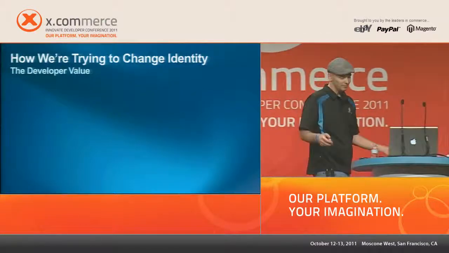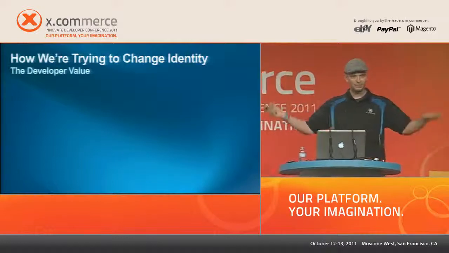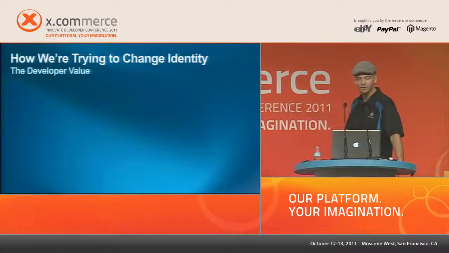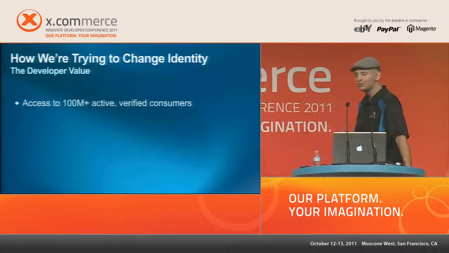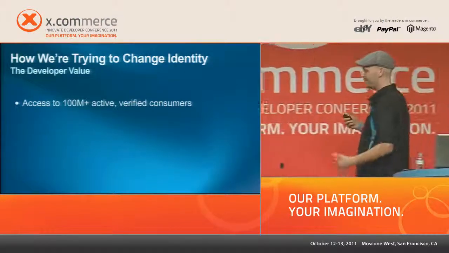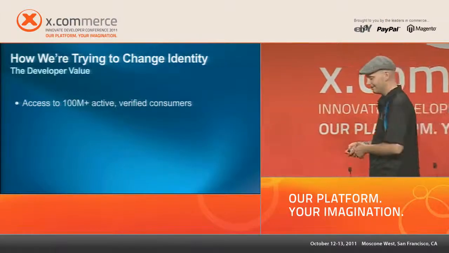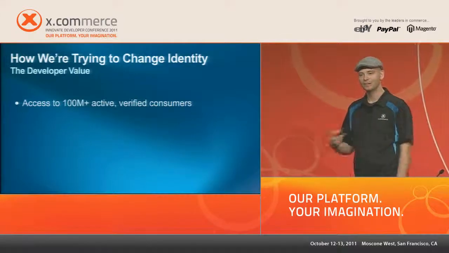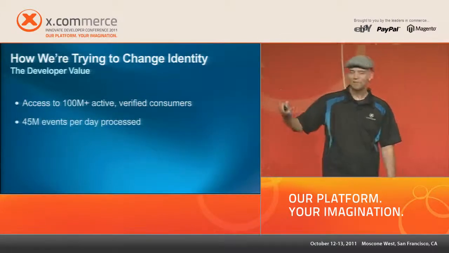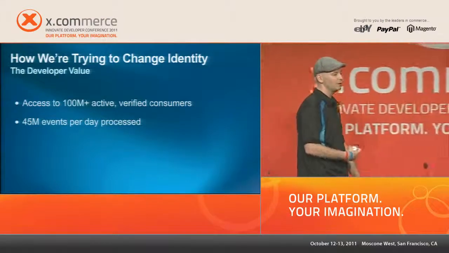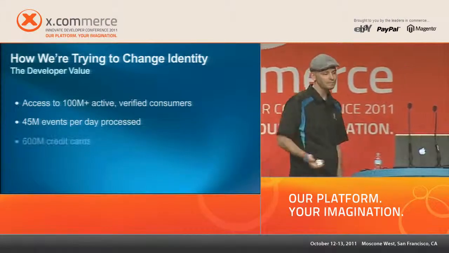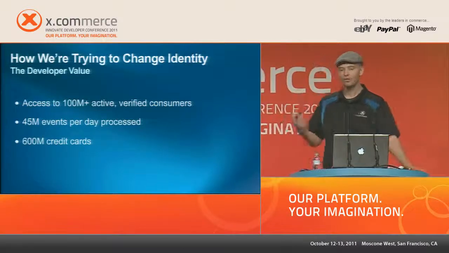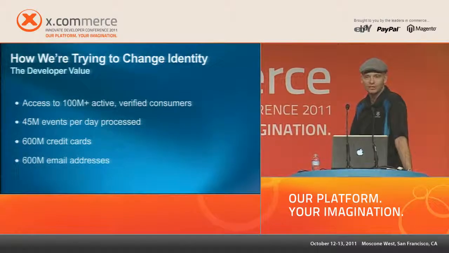Okay, let's look at some hard numbers, because I'm giving fluffy facts here, so I'm going to give you some hard numbers on what we're leveraging. 100 million active verified consumers. It's a lot of consumers, a lot of people with those PayPal accounts that you could leverage. 45 million events processed per day. Then 600 million credit cards and email addresses. Again, real user identity.